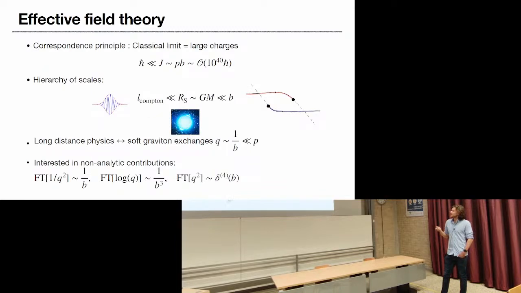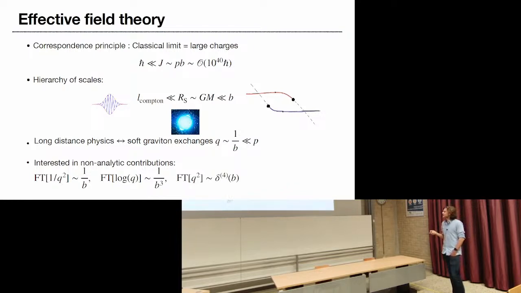The classical limit, which we eventually want to take, is dictated by the correspondence principle. We have a very strong hierarchy of scales. Basically, the angular momentum of the system is very large. This is really, if you go to natural units, you will have something like 10 to the 40 orders in this parameter. So the natural expansion is really in small j. The hierarchy of scales can also be phrased as having a small Compton wavelength with respect to the Schwarzschild radius, which in turn should be much smaller than the impact parameter to have a perturbative expansion.